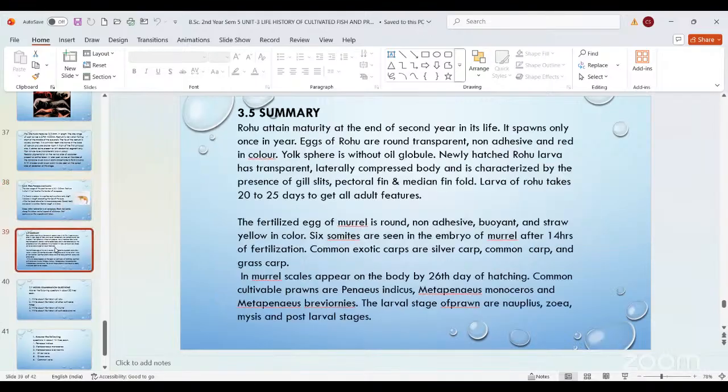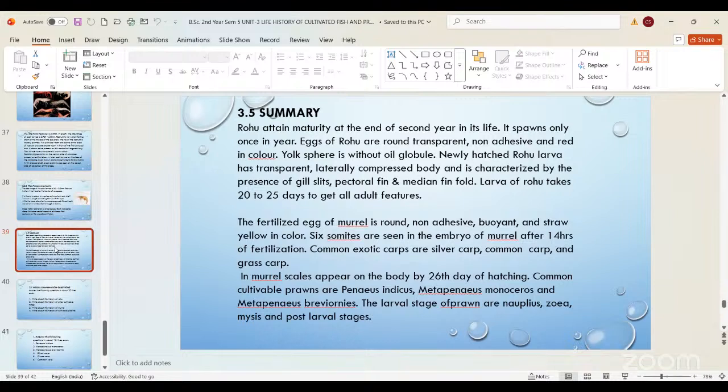Let us look at the summary of this chapter. Rohu attains maturity at the end of the second year in its life. It spawns only once in a year. Eggs of rohu are round, transparent, non-adhesive, and red in color. Yolk sphere is without oil globule. Newly hatched rohu larva has a transparent, laterally compressed body and is characterized by the presence of gill slits, pectoral fin, and median fin fold. Larva of rohu takes 20 to 25 days to get all adult features.